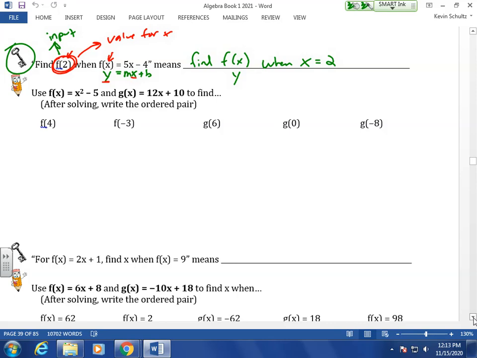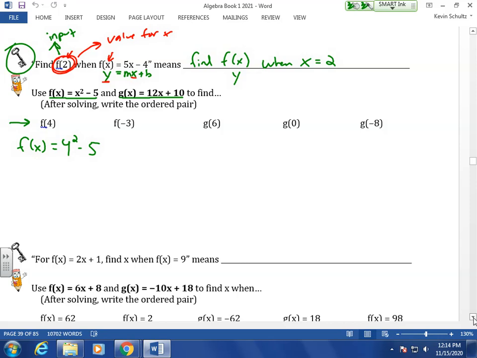So down here it says use f of x equals x squared minus 5 and g of x equals 12x plus 10 to find f of 4, f of -3, g of 6, g of 0, and g of -8. I said before that function notation is used to label things. Which equation do you think I'm going to be plugging this 4 into? F of x or g of x? Well, f of 4 goes into f of x. What this means is I want to find f of x when x equals 4. So I'm replacing the x variable in the equation with 4.